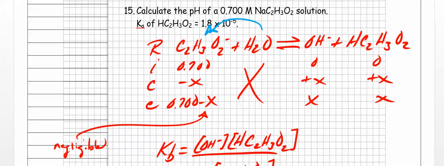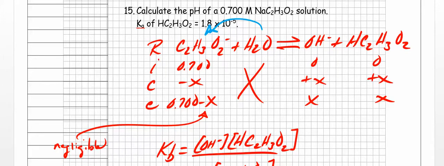So now let's fill in the initial concentration line. We've got a 0.700 molar acetate ion concentration. Water, of course, is not involved. We've got 0 and 0, and the nice thing about these hydrolysis reactions is it's always minus X, plus X, plus X. We don't have to worry about coefficients or anything like that. It's always that, right? Now, on the equilibrium line, we've got 0.700 minus X, 0 plus X, 0 plus X. So we've got our Rice table.